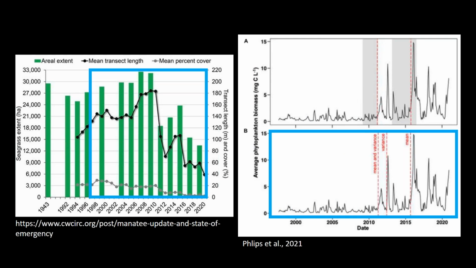And so those are kind of idealized images from the literature. But if we look at data from the Indian River Lagoon itself, you can see that seagrasses were doing pretty well until about 2010, and we've had a significant drop-off in both median transect length and percent cover. And at the same time, if you look at the graph on the right from Phillips et al. 2021, you see about that same time we saw a dramatic increase in the average phytoplankton biomass. So this fits very well that model of the regime shifts seen in the literature.